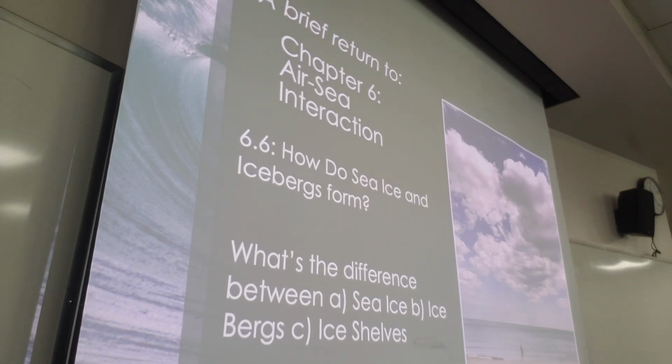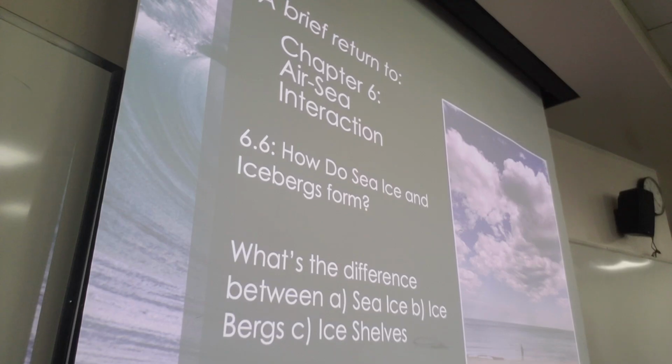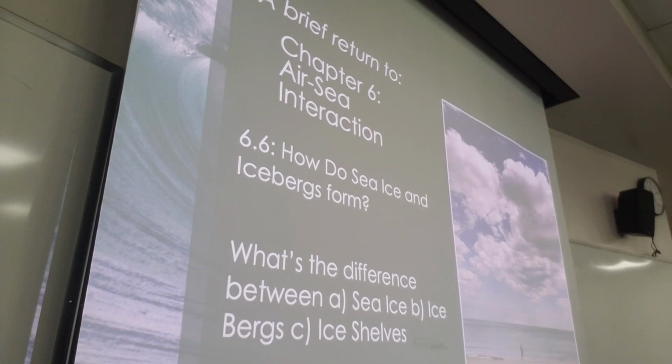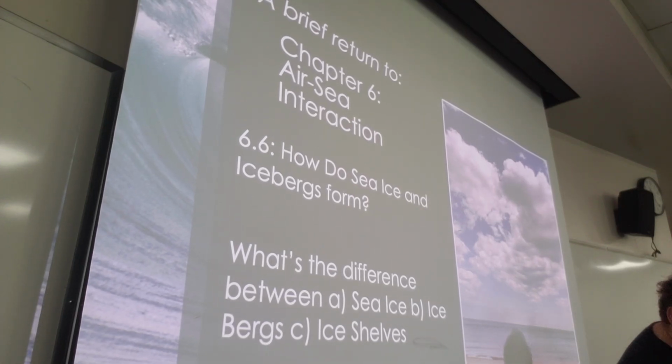That's a bit more specific, and that's not as much common knowledge as the other two. But an ice shelf, and we'll talk about this, is sort of the edge of a glacier. So when you have a glacier, often the glacier sort of ends in the water, and there's a part of the glacier that's kind of partially floating, and that's called an ice shelf.